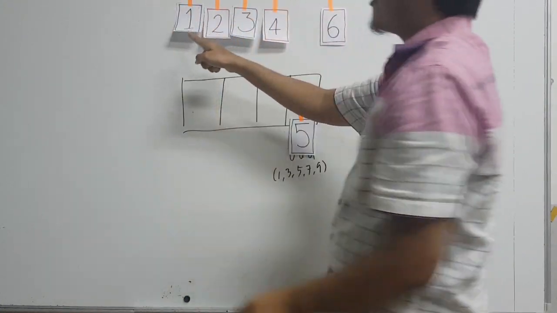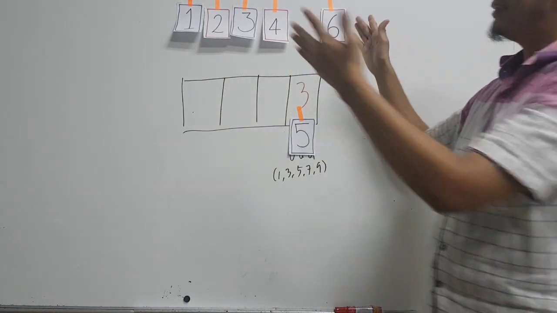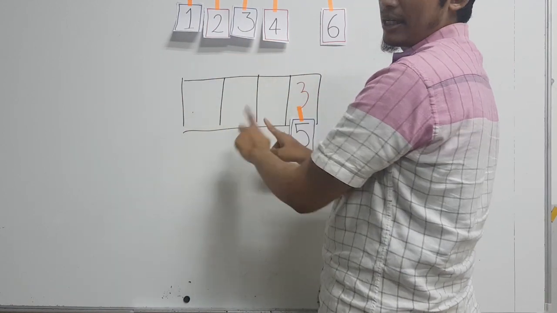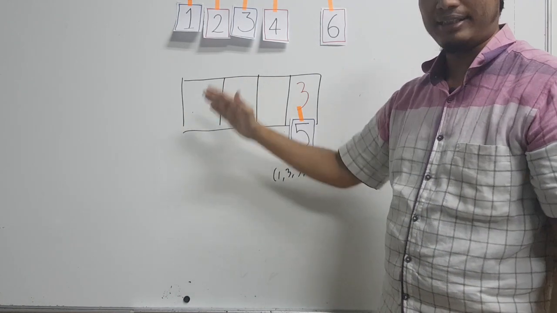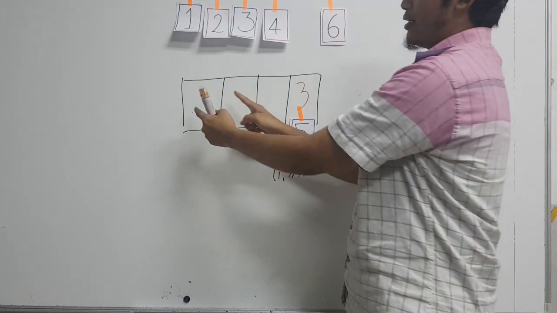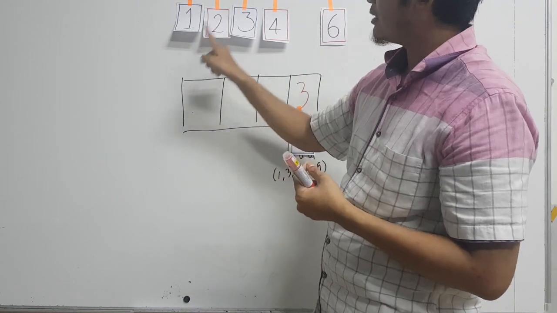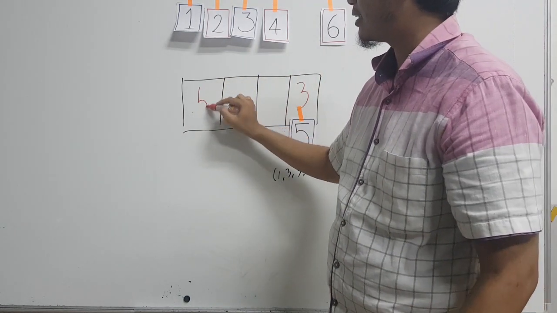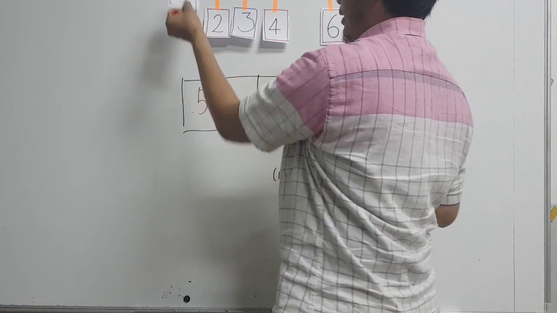Now we have 5 more digits left: 1, 2, 3, 4, and 6. And with these 5 digits, we are going to fill these 3 boxes. Which means how to fill these 3 from these 5. This box we can put either 1, 2, 3, 4, or 6, which means that we have 5 choices here. So let's say we put 1 here.